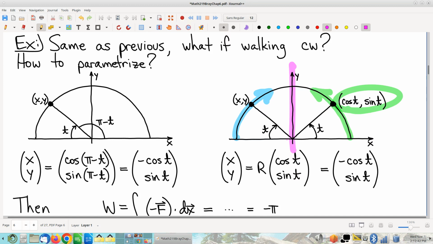And so, again, pretty straightforward. If you want the blue parameterization, then what you're going to do is literally take the reflection over the y-axis of the green parameterization. And what does this reflection do? Whoopsie, I guess I should have it going the other way for one thing. If I reflect over the y-axis, that reflection just adds a minus sign to the x-coordinate.